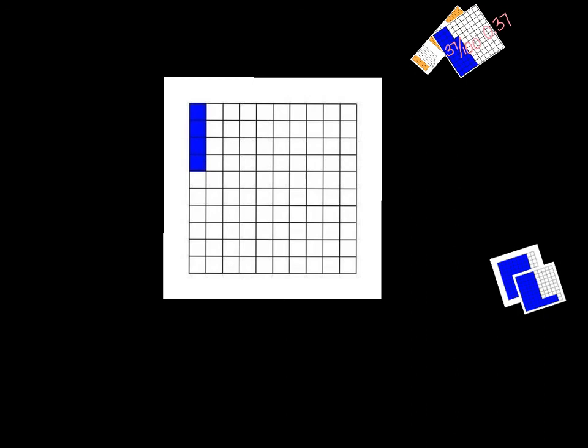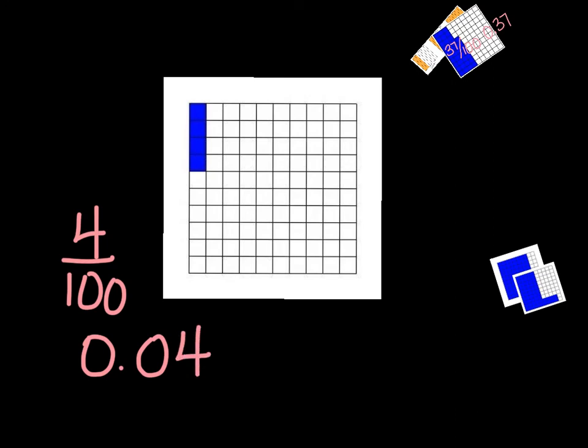We've got a grid with our small squares. So we know there's 100 of them. If we count them, we can see that we have 4 out of 100. So 4 hundredths. And when we write that as a decimal, it's going to be 0 and 4 hundredths. Make sure you put that in the hundredths place, not the tenths place. Okay? That's that one. We take this one.